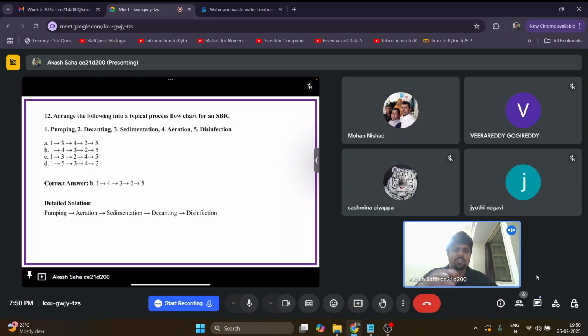You can see some images of this SBR and you will get to know. It's nothing but that at the top the clear water gets separated, and then with the overflow weirs or whatever, it will be taken out.